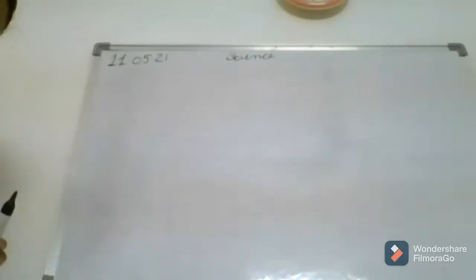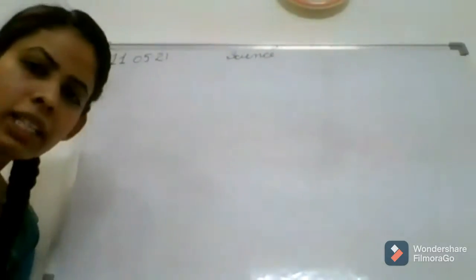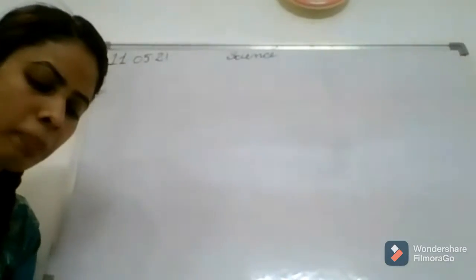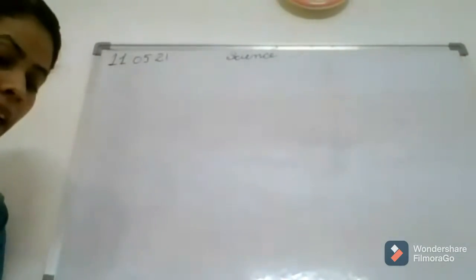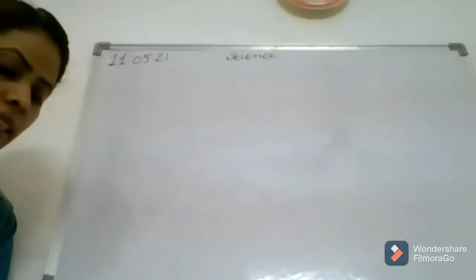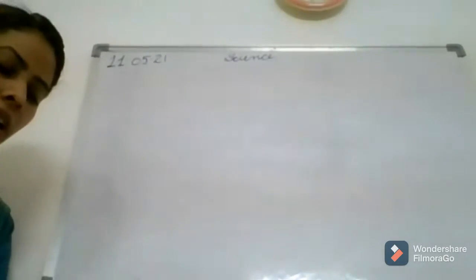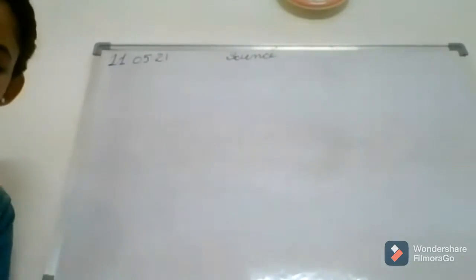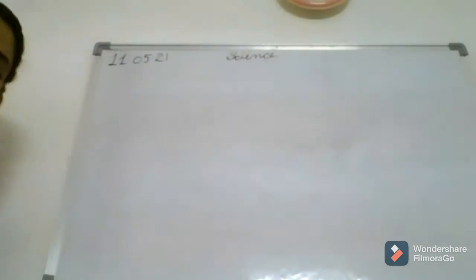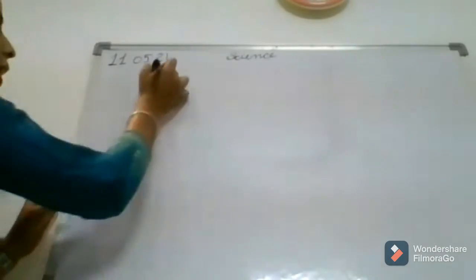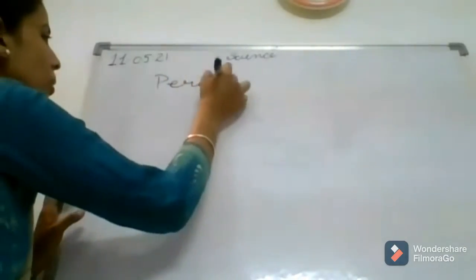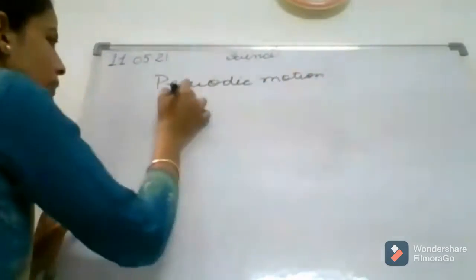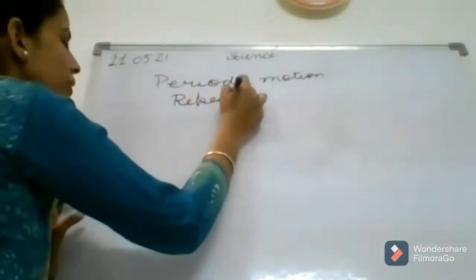Now next, coming to the next para on page number 104. In some cases, an object repeats its motion after some time. Underline this. This type of motion is called periodic motion. Here, there are some motions that repeat themselves at equal intervals of time, and it is called periodic motion. Here, repeat itself.